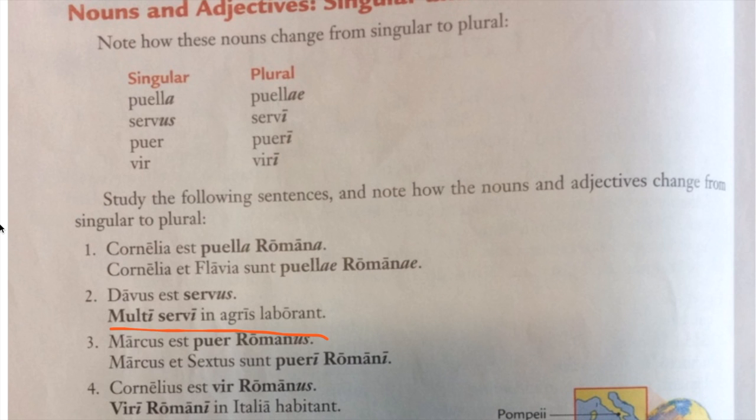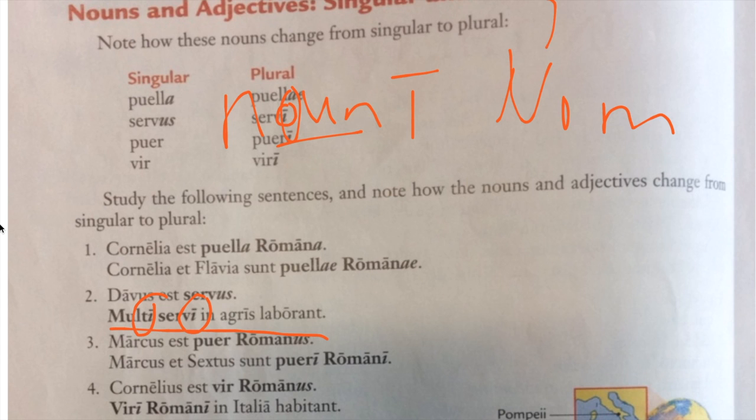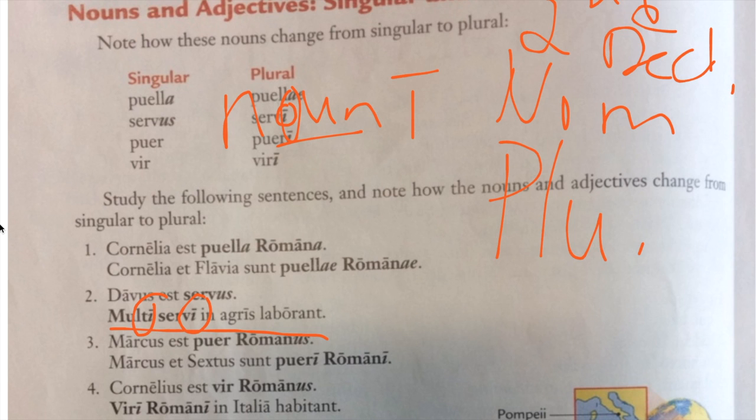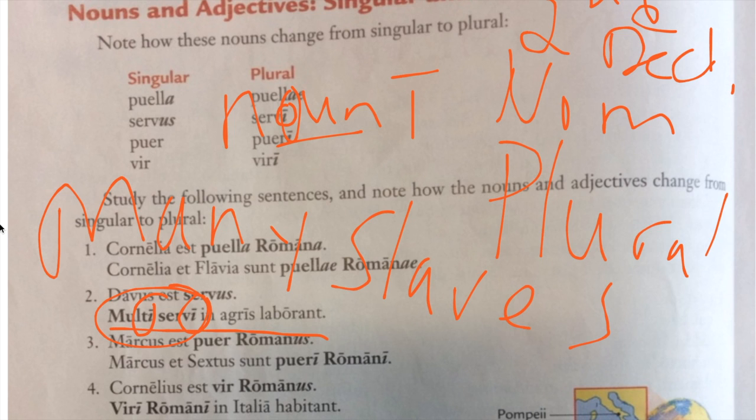Another example of plural nouns are multi servi in agris laborant. Multi and servi both end with the letter I. Nouns that end with the letter I typically are going to be nominative plural, and they are of the second declension. So in this case, multi servi, there's no indication how many slaves there are, but only that there is more than one slave working in the fields. So in this case, many slaves are working in the fields.